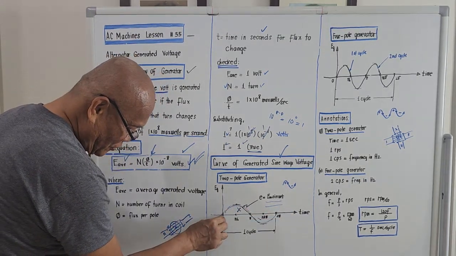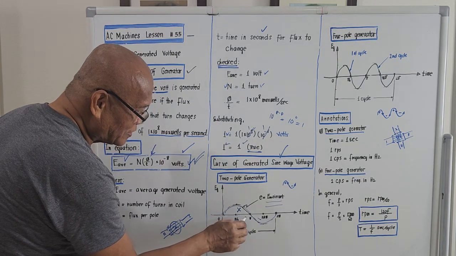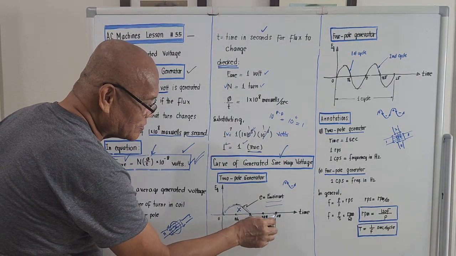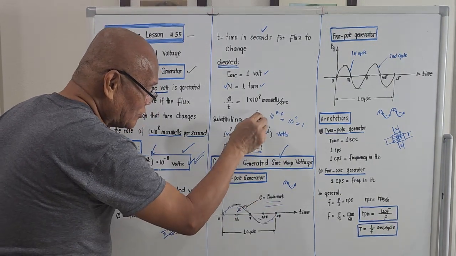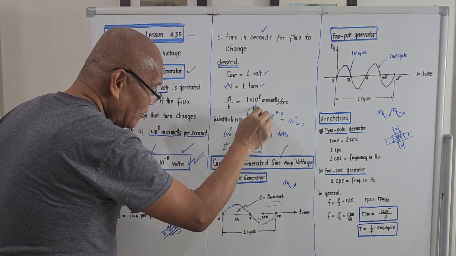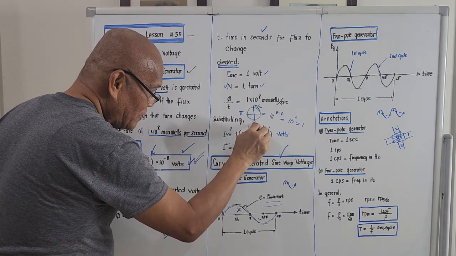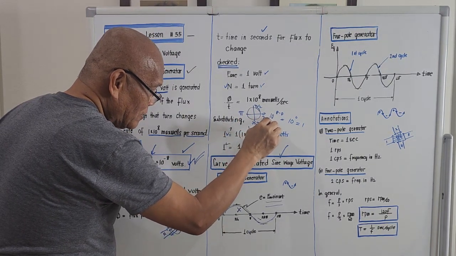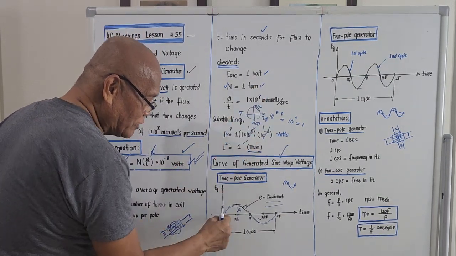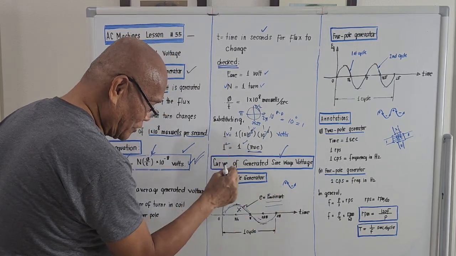This is 0. This is pi over 2, at 90 degrees. This is at 180 degrees. This is at 270 degrees. This is at 2 pi, which already completes one complete revolution. So 0, pi over 2, this is pi, this is 3/2 pi, and this is 2 pi. One complete revolution of that conductor will generate this voltage here. This is the graph for a two-pole generator.